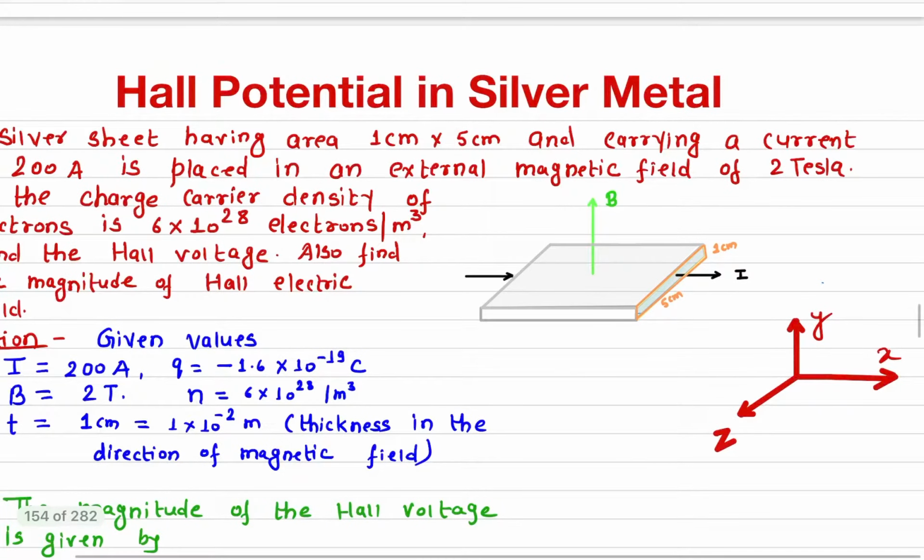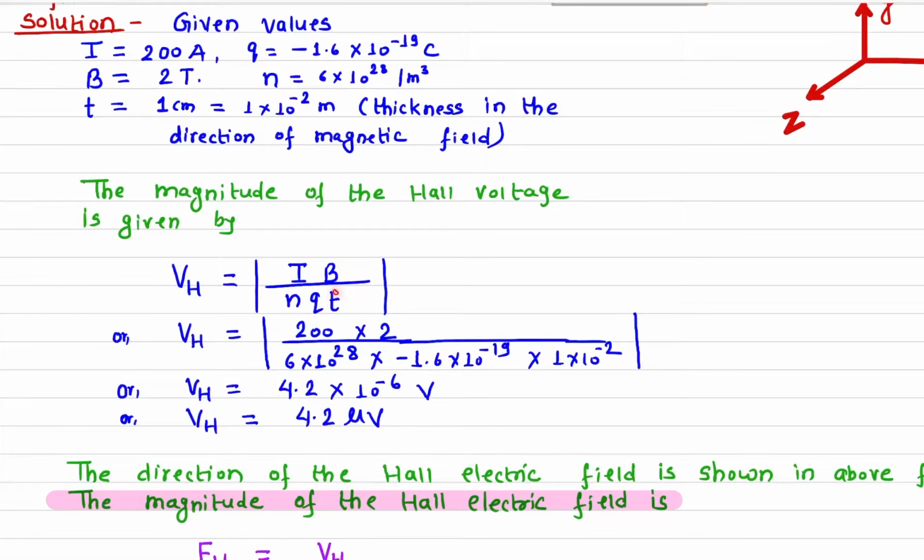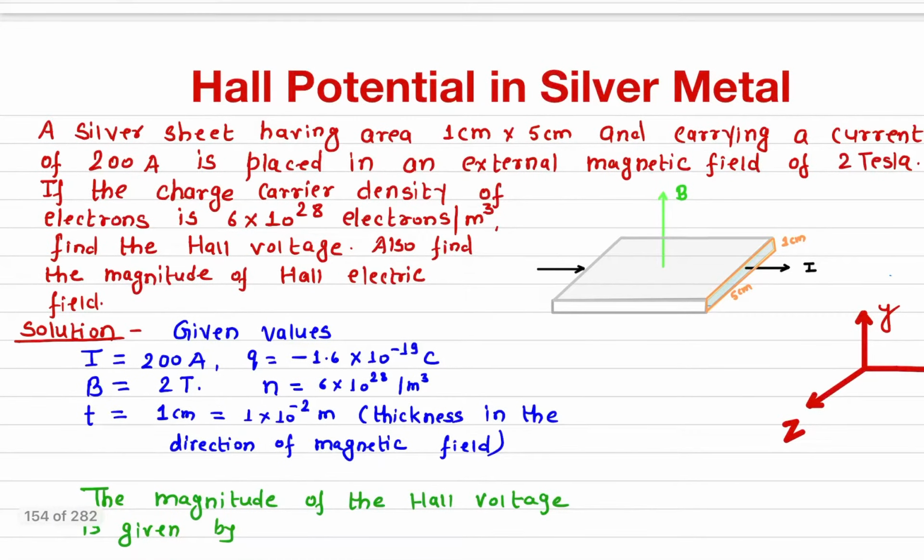You might be wondering why 1 centimeter, not 5 centimeter. When you write down this dimension, it has to be along the direction of the magnetic field. And look here, the magnetic field is applied along the z direction, so the vertical direction here is 1 centimeter. So we have to choose this centimeter. All right.